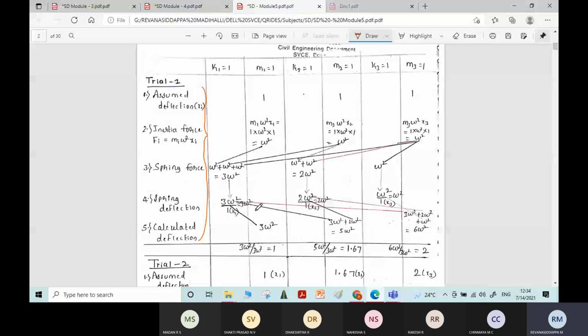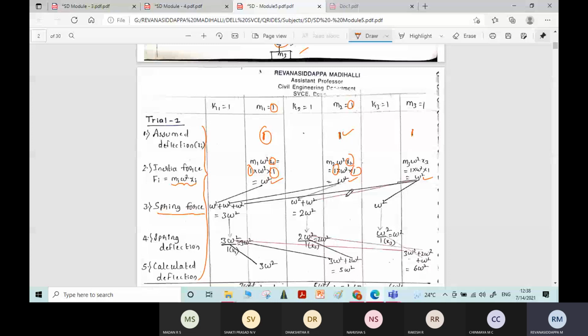That is why for calculating the spring force for spring 1, it is the sum of M1, M2 and M3, that is omega square plus omega square plus omega square. For spring 2, it is the sum of omega square plus omega square. For spring 3, only M3, that is omega square alone. Those are represented by these lines. Understand easily, this is how we calculate the spring force.